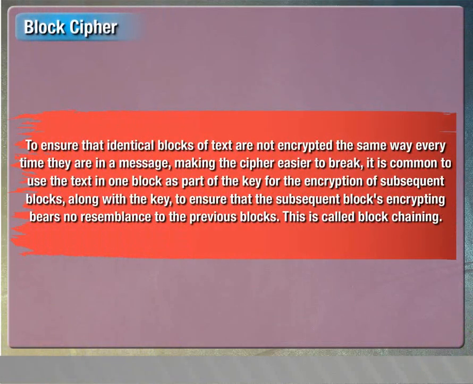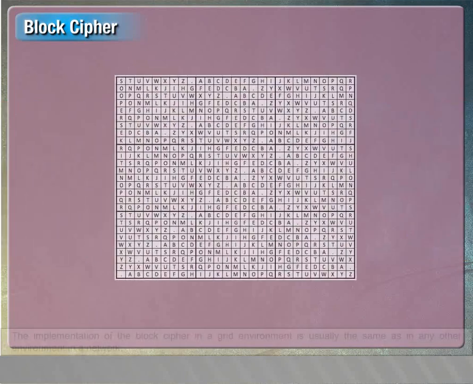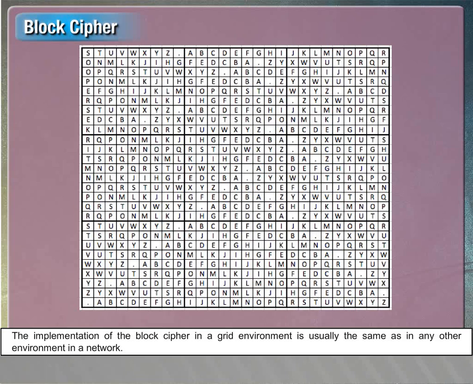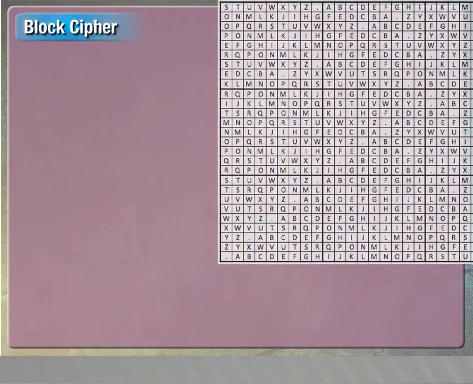To ensure that identical blocks of text are not encrypted the same way every time they are in a message, making the cipher easier to break, it is common to use the text in one block as a part of the key for the encryption of subsequent blocks, along with the key, to ensure that the subsequent block's encryption bears no resemblance to the previous blocks. This is called block chaining. The implementation of the block cipher in a grid environment is usually the same as in any other environment in a network.